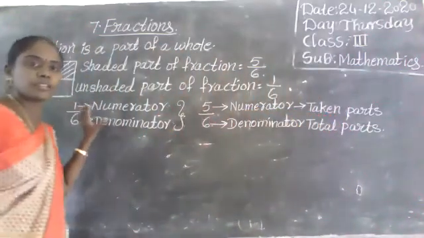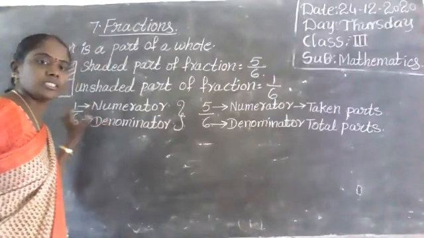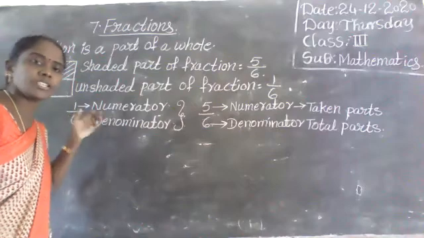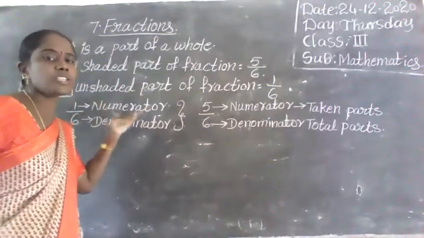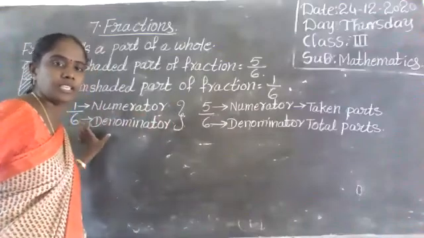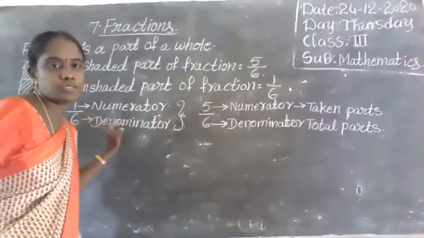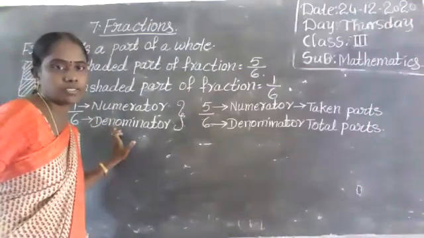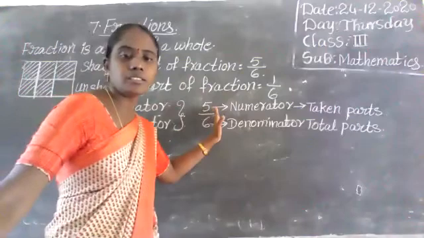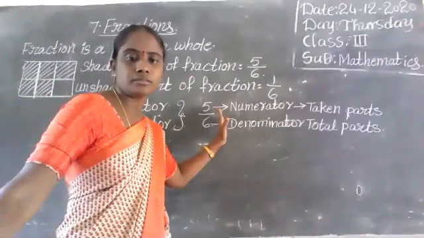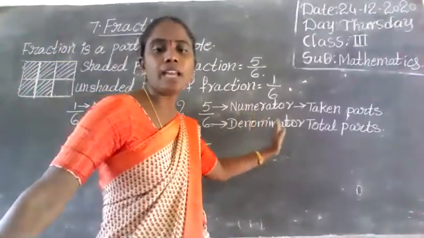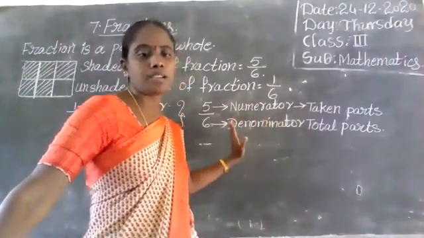A fraction is a part of a whole. Next, from the figure given, we have to write the fraction form. The shaded part fraction form and the unshaded part fraction form also we can write from the given figure. In this fraction, what is the numerator? What is the denominator? We know already. Next, numerator is taken parts and denominator is total parts.